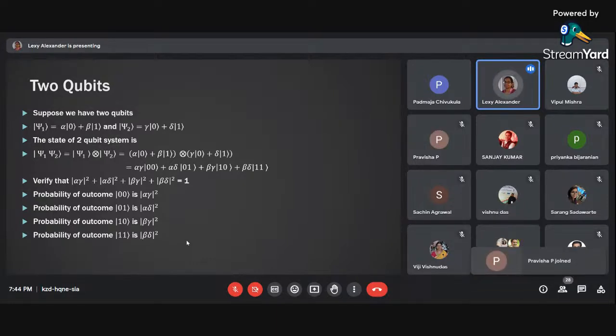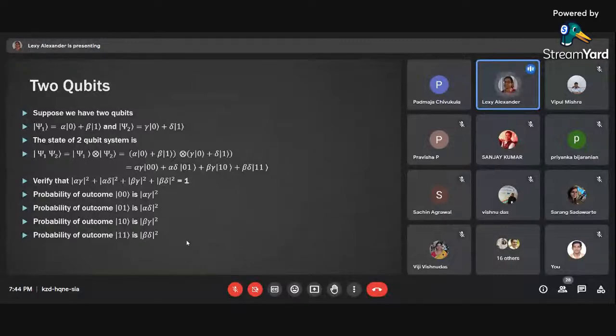How will we compute that? Alpha ket 0 plus beta ket 1, tensor gamma ket 0 plus delta ket 1. To compute this, it will be equal to alpha gamma ket 0 0 plus alpha delta ket 0 1 plus beta gamma ket 1 0 plus beta delta ket 1 1.